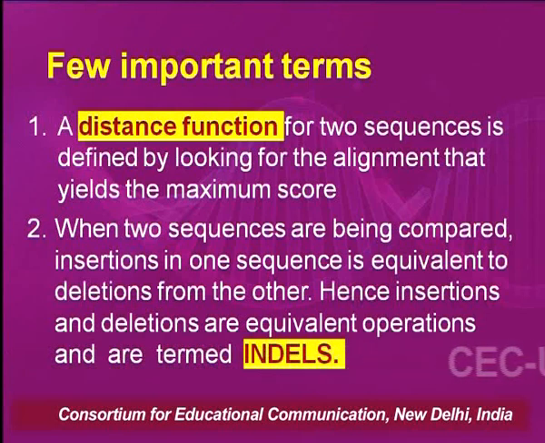So first we look for the alignment that gives us the maximum score, and then we define the distance function. Then there is another term here which is quite commonly used, which is indel. What is indel? It is derived from insertion and deletion in the sequences, right? So insertion and deletion, when we compare the sequences in alignment, insertion is the same as deletion. We do not need to distinguish them.